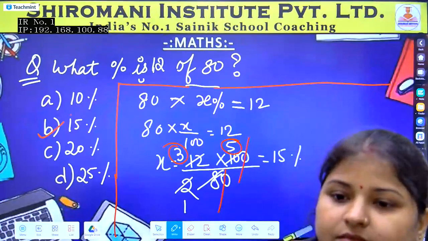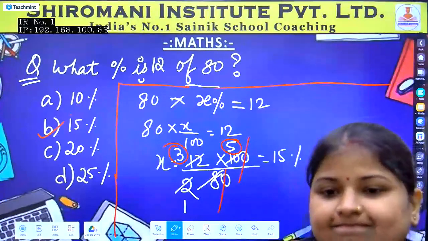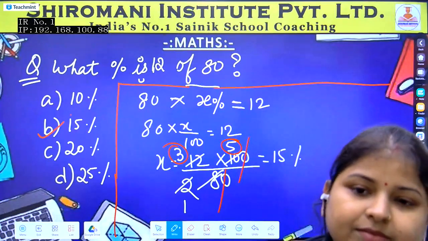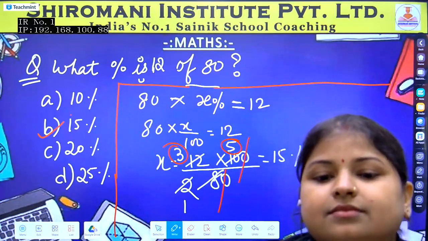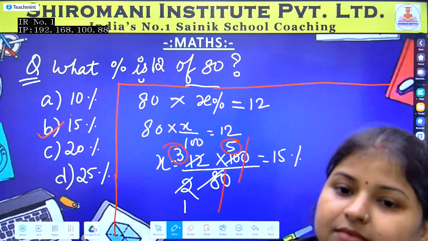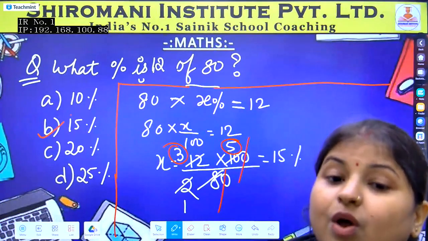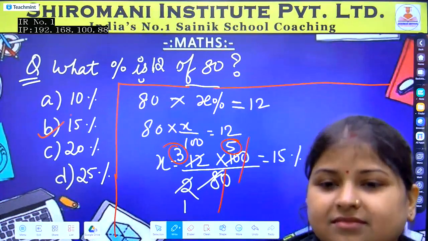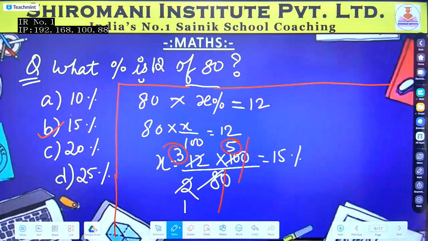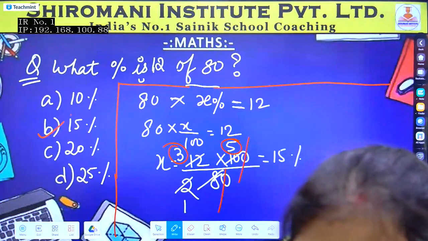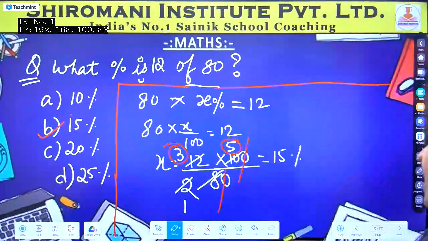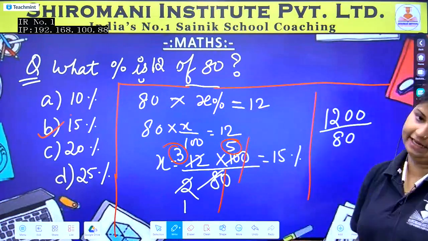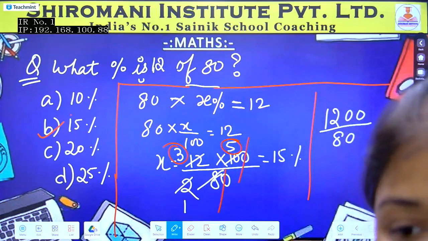Ma'am, I again did it in another way. You must have done it by 12 by 80 into 100, right? Nandini, did you do it 12 by 80 into 100? That's also a way. How did you do it then? Uh, 1200 by 80 equal to x. From where did you get 1200? Okay, wait a second. Show me your notebook. That's the same thing, beta. You just multiplied 12 into 100 and wrote 1200 upon 80. I did not multiply, but it's the same thing, beta.